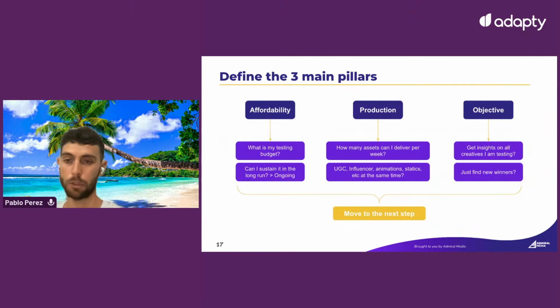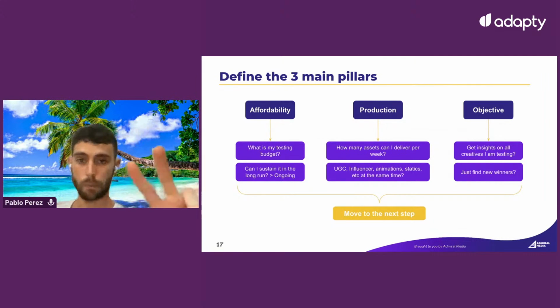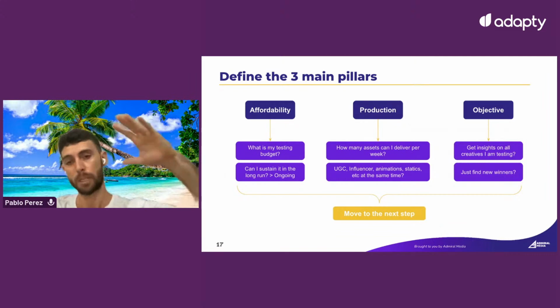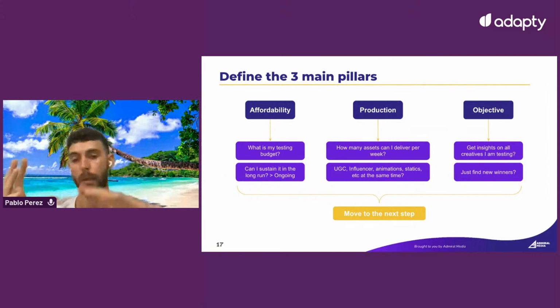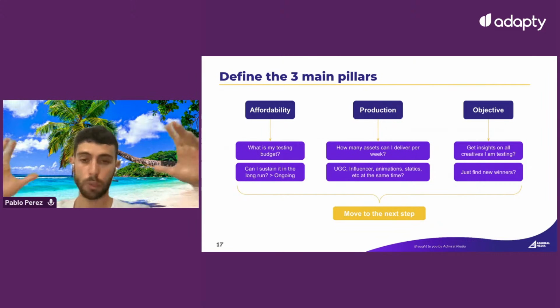But you better deep dive on the different approaches I will be covering today, and the different questions you will need to answer for yourselves, and then come up with your best testing structure. So first of all, you will need to define three main pillars, which are affordability, production, and objectives. By affordability, we need to ask ourselves what my budget is. Based on your monthly budget, you need to allocate a percentage, maybe 10, 20, 30% to creative testing. And then you need to think if you can sustain that in the long run, right? Because this needs to be an ongoing thing.